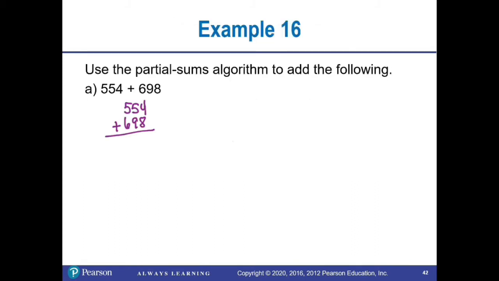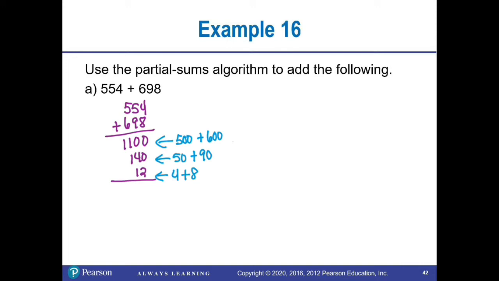So here we have 554 plus 698. We're going to start with the leftmost place. So that 5 represents 500, and the 6 represents 600. 500 plus 600 is 1100. Then move to the tens place. The 5 represents 50, 9 represents 90, and 50 plus 90 is 140. Then move to your ones place. 4 plus 8 is 12.